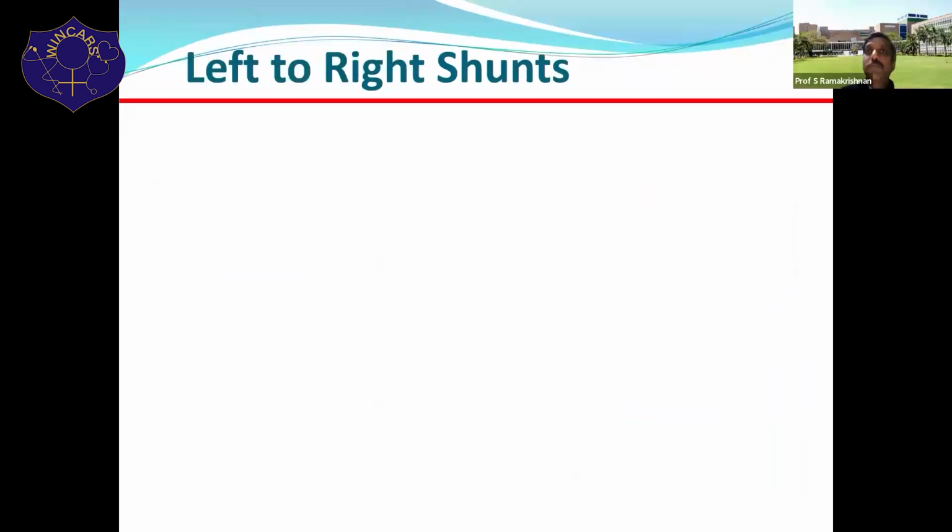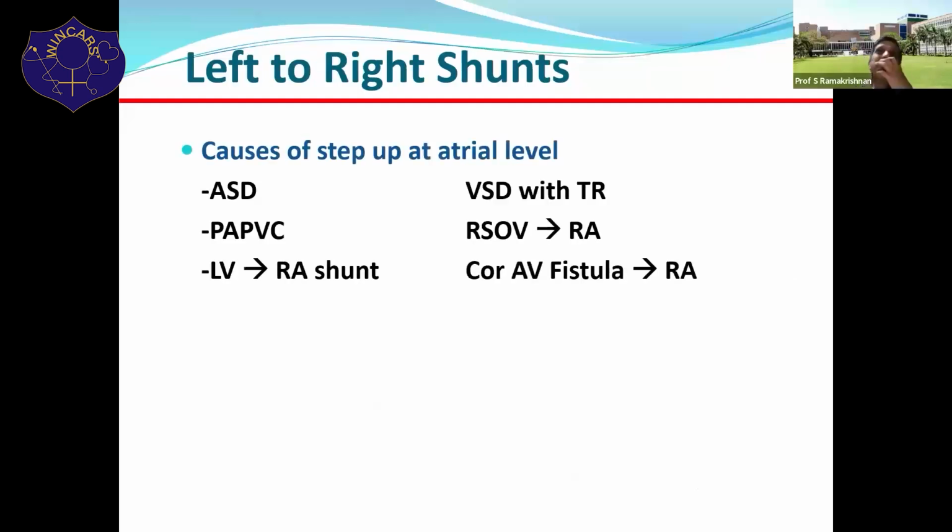So the moment you have a step up happening, it is very simple. What are the causes of step up at different levels? You have to think like this. Immediately, for a step up at the atrial level, you think of ASD. It's very simple to know. PAPVC also comes to your mind.